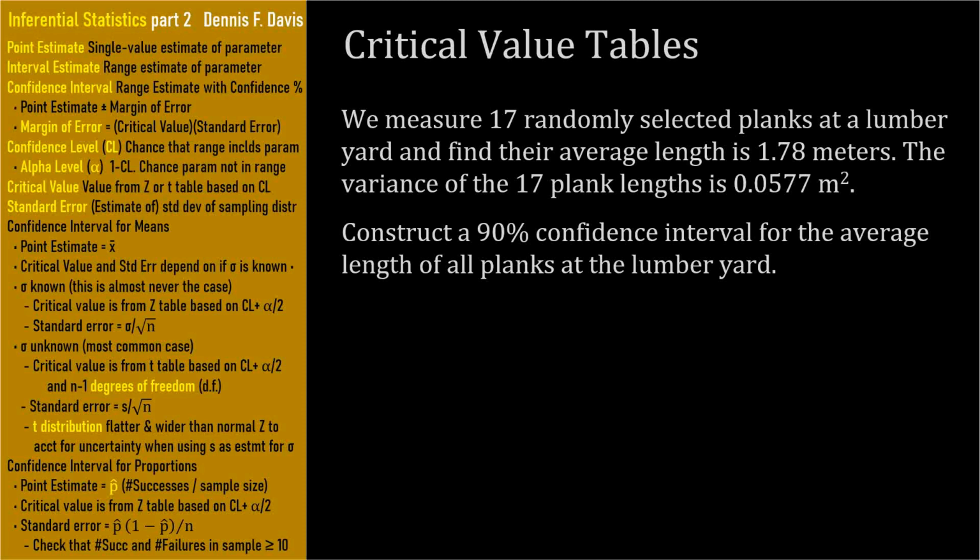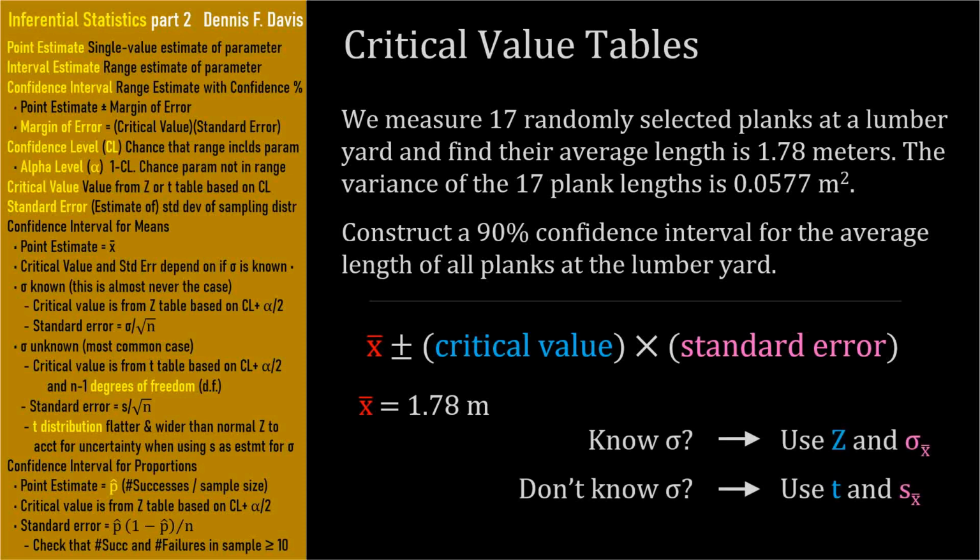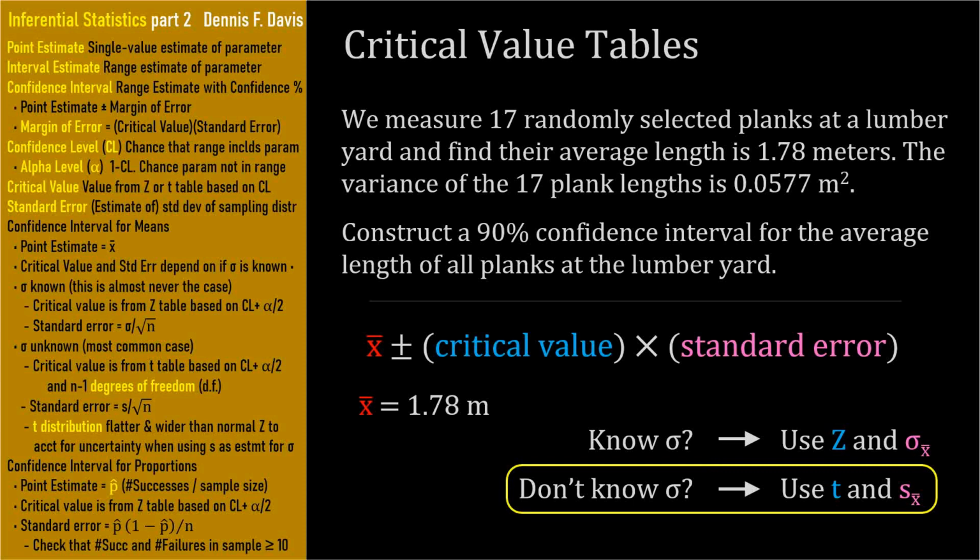Let's write out our confidence interval formula and see where we stand. Well, x bar equals 1.78 meters, so we have one of our three values. The method by which we find the other two depends on if we can determine sigma sub x bar. We're told the sample variance, but nothing about the variability of the population. So we'll need to use the standard error of the mean, s sub x bar, as an estimator for sigma sub x bar, and as a result, use t critical values instead of z.